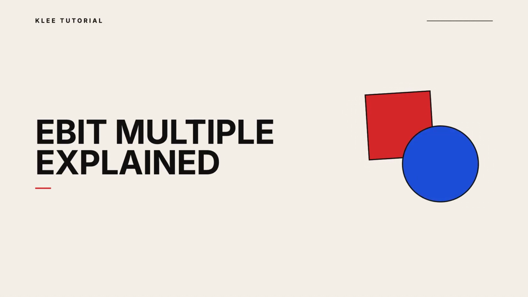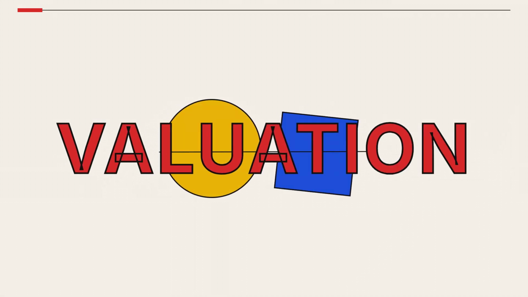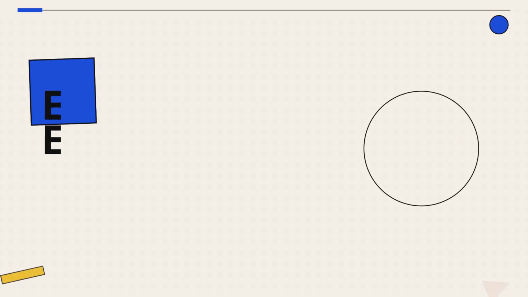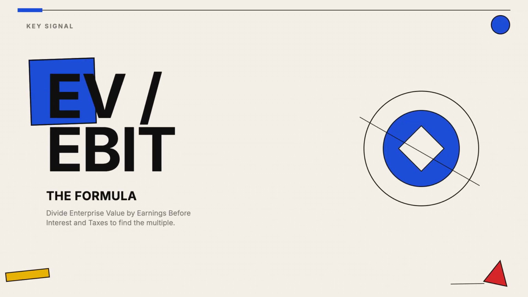The EBIT multiple is a common tool used to estimate the total value of a business relative to its operating earnings. It helps investors and analysts quickly compare companies by focusing on core profitability before interest and taxes are involved. To calculate it, divide the enterprise value of the company by its earnings before interest and taxes.